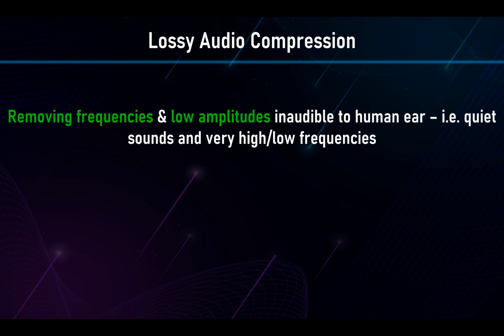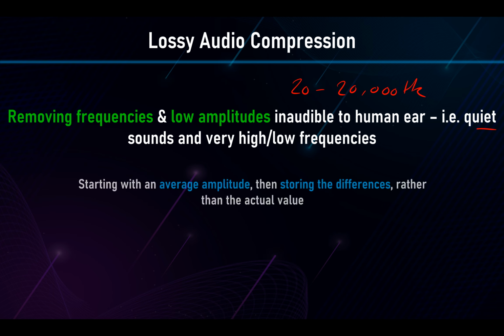If we look at lossy audio compression, one, we can remove frequencies and low amplitudes that are inaudible, so can't be heard by the human ear. I.e., quiet sounds, and also very high or very low frequencies. So anything outside of the human hearing range of 20 to 20,000 hertz. Anything less than that, anything greater than that, of course, we can just remove.